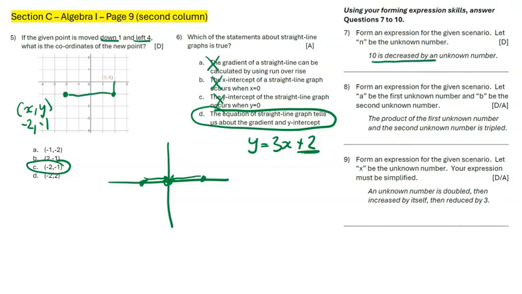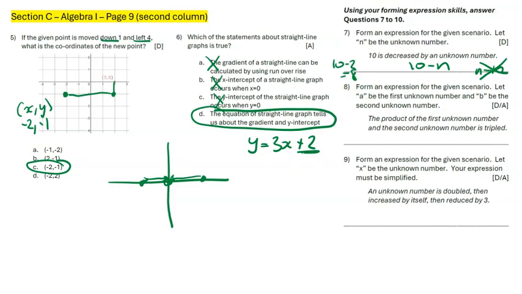So 10 is decreased by an unknown number. For example, let's say 10 is decreased by 2. You would have done 10 minus 2 equals 8, right? Obviously, we don't know what the minus 2 is here because it's n. So in this case, it will be 10 minus n. A pretty popular wrong answer here is that people would have written n minus 10, but you wouldn't be able to do that.